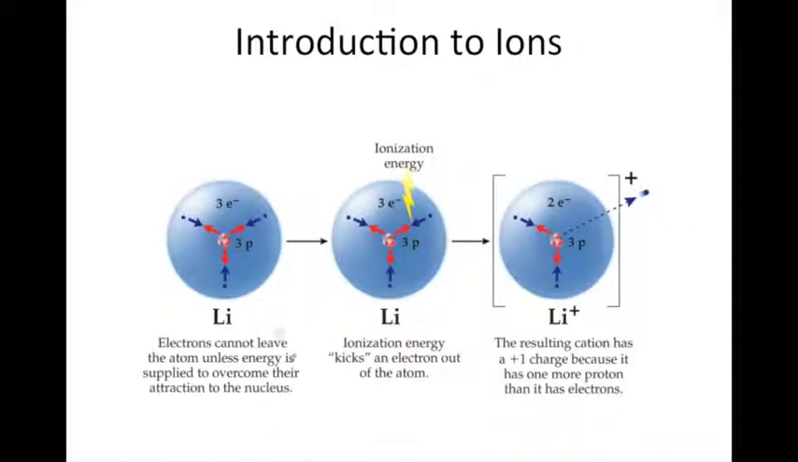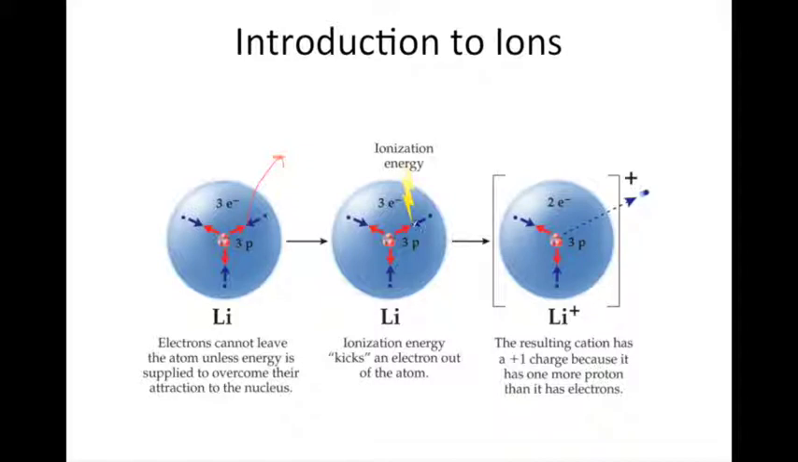So let's look at a quick example here. Lithium has 3 protons in the nucleus and 3 electrons, 1, 2, 3. The negative and positive charges are attracted to each other, and that's what holds the atom together. In order for an electron to be pulled off or removed, energy must be provided.